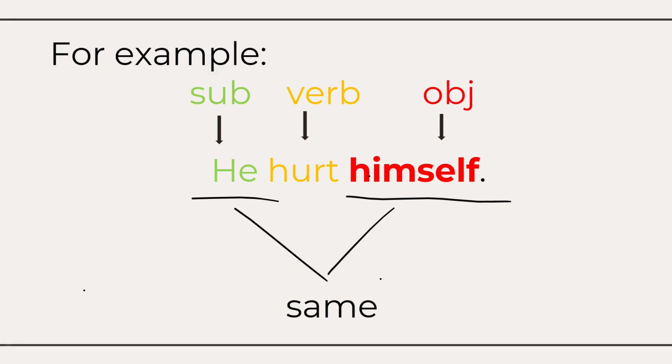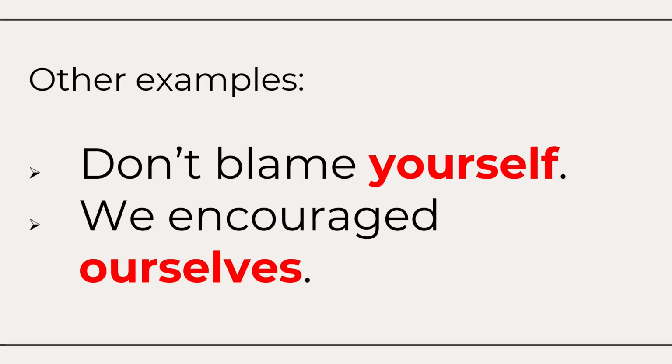In this way, himself, that is the object of this sentence, becomes a reflexive pronoun. Let's see more examples. Don't blame yourself. We encouraged ourselves. In both of the sentences, the object and the subject are the same. We are performing an action of encouraging ourselves, right? So, again, that makes the subject and the object the same.